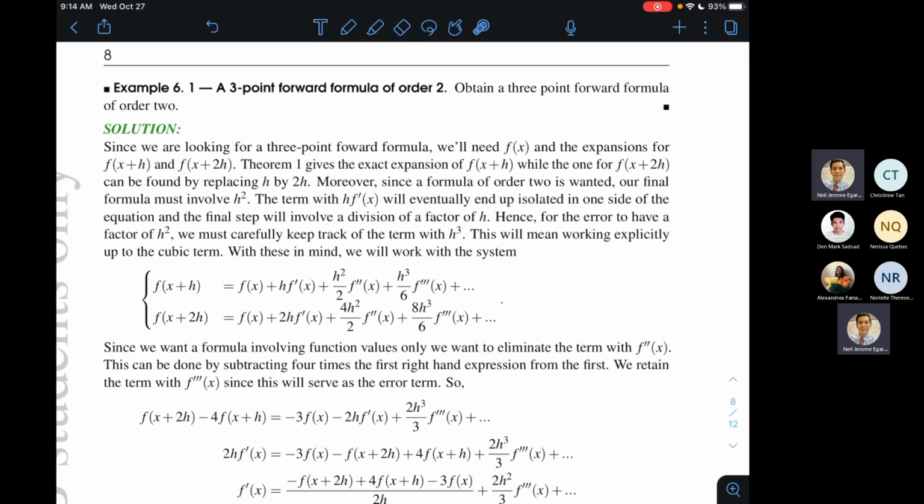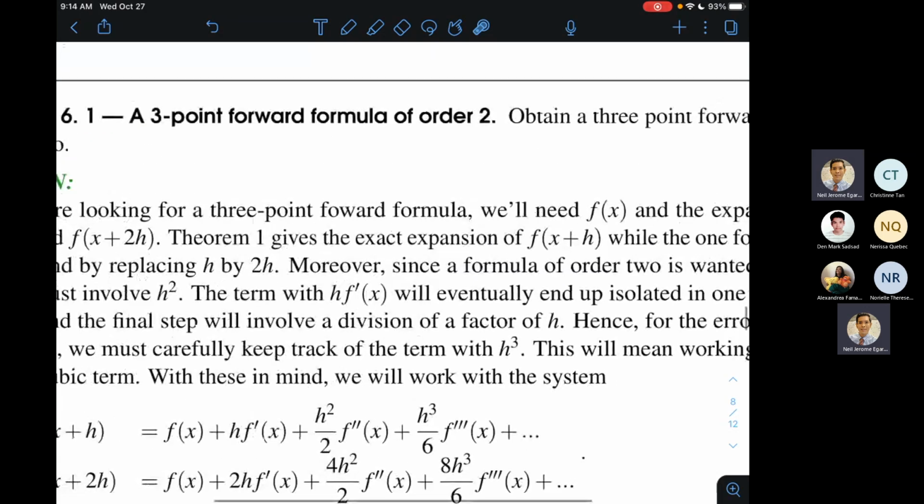Okay, so let's look at 6.1. In example 6.1, ang pinapagawa sa atin ay mag-derive ng isang 3-point forward formula of order 2. Okay? And again, here, we'll take advantage of Taylor's theorem. So tingnan natin ano yung dapat approach natin. Una, we should use a 3-point forward formula. So starting kay x, mag-move ako forward with increment h. And then, dapat 3 points yung gagamitin ko.